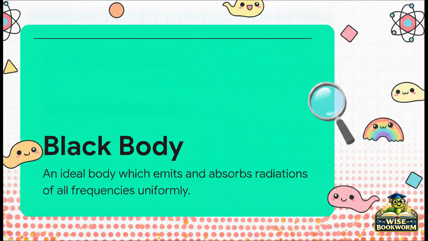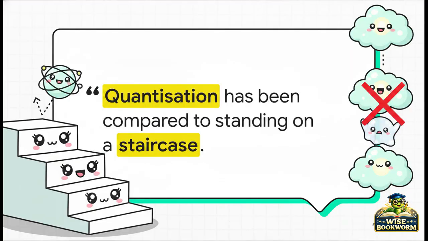He figured it out by studying something called a black body. Now, this is a theoretical, ideal object that absorbs and emits radiation across all frequencies uniformly. By carefully analyzing the light and heat radiating off glowing hot objects, Planck realized the mathematical curves only made sense if the energy was being released in strictly portioned chunks. And this brilliantly illustrates the idea.